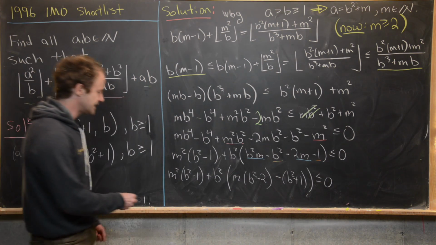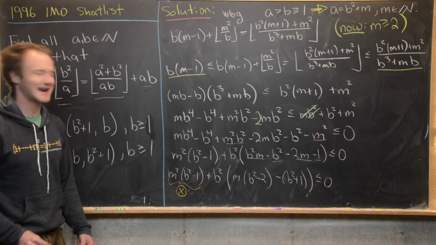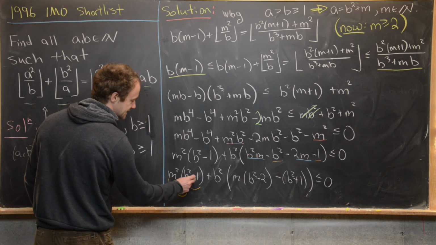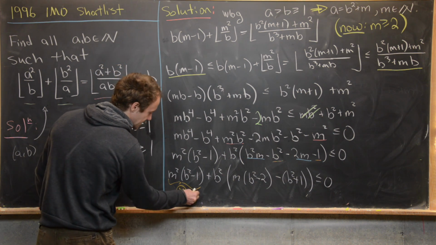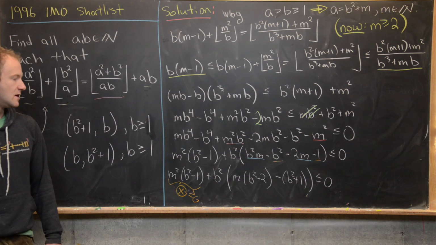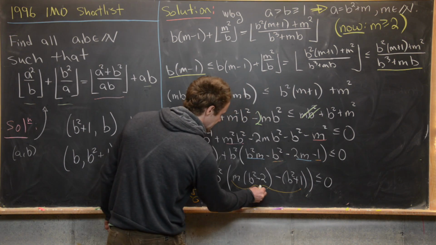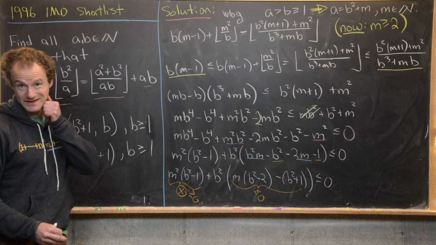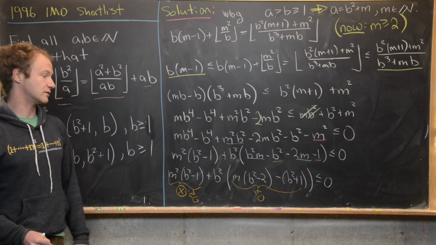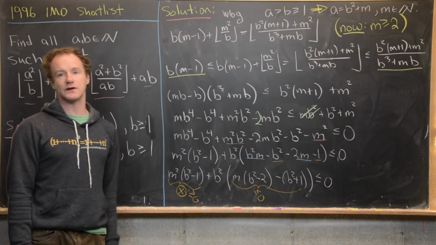Okay, so at this point, we know that this term right here is always positive. And I guess I should say maybe not always positive, because b could be equal to 1, but it's always bigger than or equal to 0. But that means that this guy right here needs to be less than or equal to 0 in order for that whole thing to add up to something that is less than or equal to 0. Okay, let's take this inequality up and we'll work on this inequality a little bit.